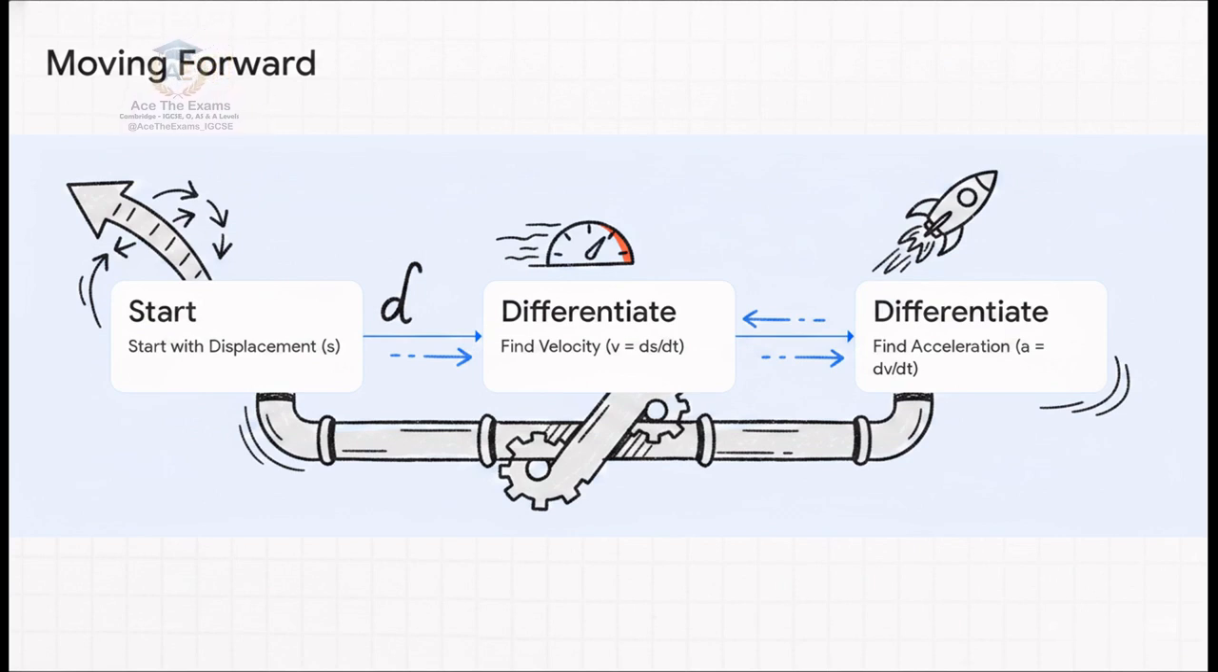So v equals ds by dt. Step 3, you need acceleration? Easy. You take that brand new velocity equation you just made and you differentiate it again with respect to time. So a equals dv by dt. And this brilliantly illustrates a perfectly logical forward-moving process. Differentiation measures the rate of change, smoothly driving us from position down to speed and right down to acceleration.